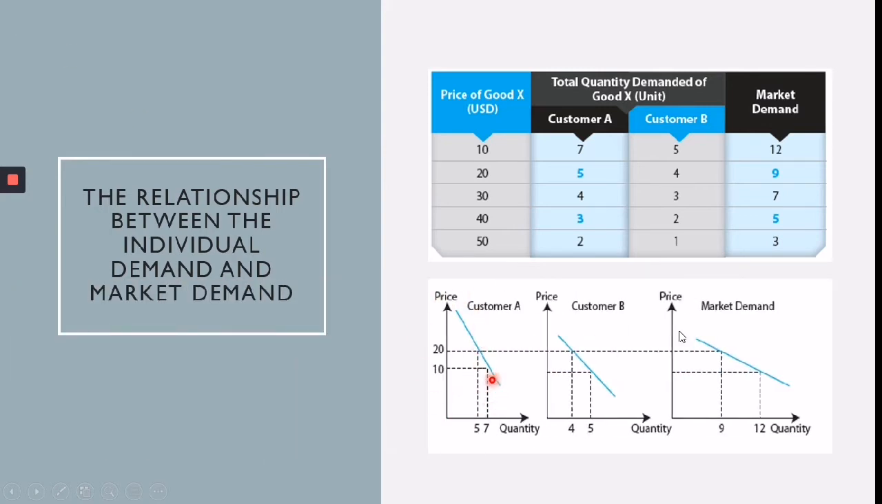So the first graph shows the demand curve for customer A for good X. The second graph shows the demand curve by customer B for good X. While the third curve shows the market demand curve for both demands, customer A and B.